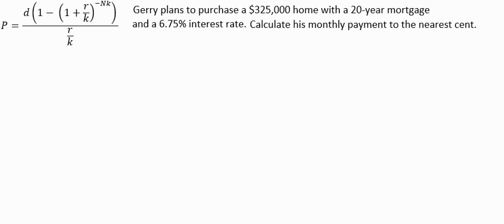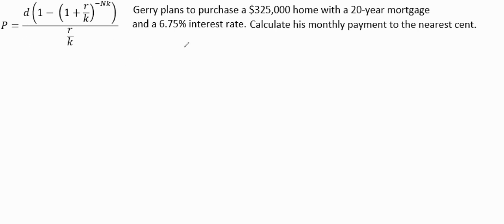So we're going to find the monthly payment for Gary, who wants to purchase a $325,000 home with a 20-year mortgage at a 6.75% interest rate. And we're assuming he's not putting anything down, but we're going to ignore any kind of penalties or anything like that, or a higher interest rate because of that.